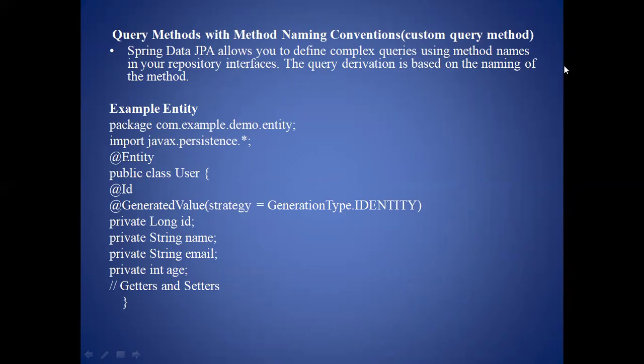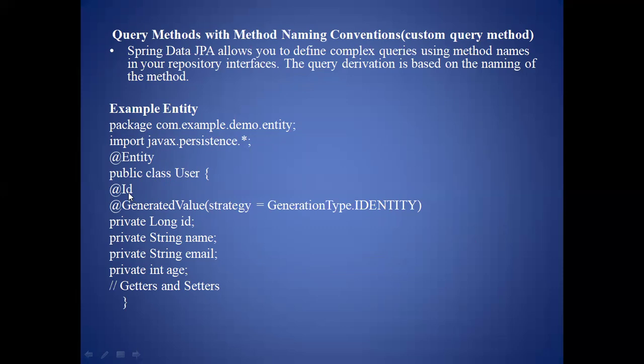Spring Data JPA allows you to define a complex query using the method name in your repository interface. The query derivation is based on the naming of the method. First, the entity package is declared. After that package declaration, we have the @Entity annotation. This annotation is used for creating a table. The table is created with the name of the class we create. Here the public class is the User class, so the User table will be created.